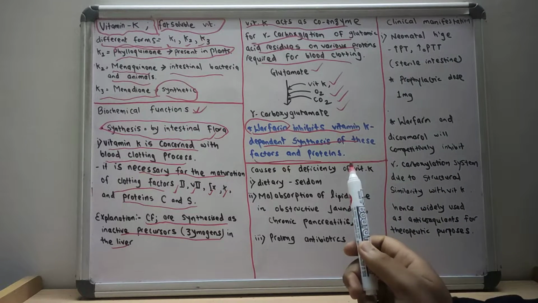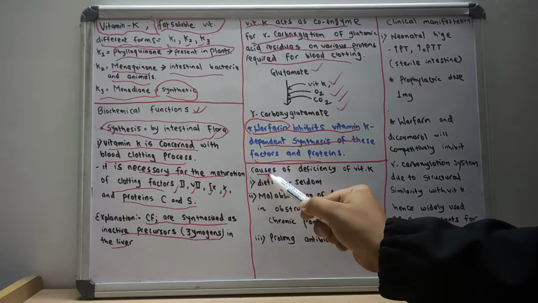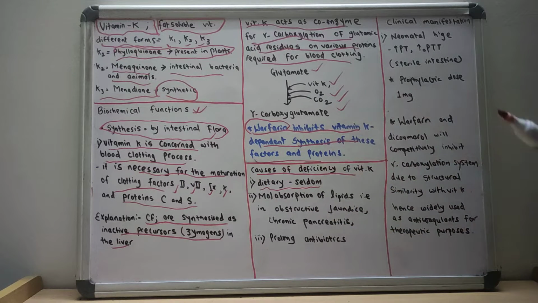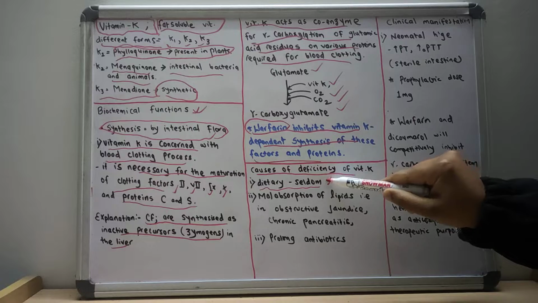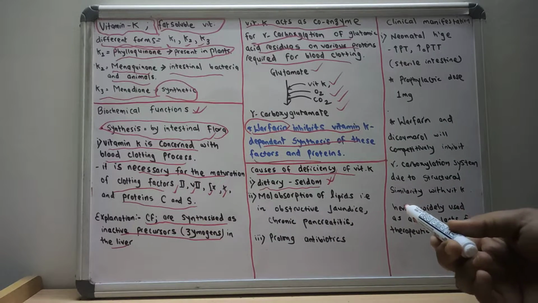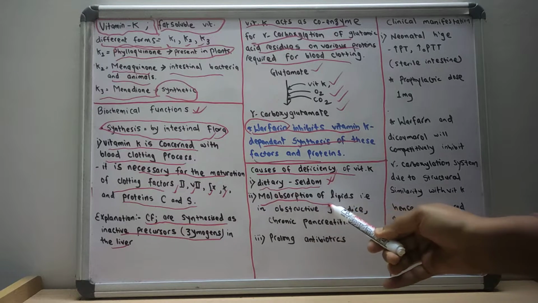Now let us discuss the deficiency of vitamin K. What are the various causes of deficiency of vitamin K? One is dietary deficiency. Dietary deficiency occurs very rarely because most of the vitamin K is synthesized by the intestinal bacteria. Another cause of vitamin K deficiency is malabsorption of lipids.